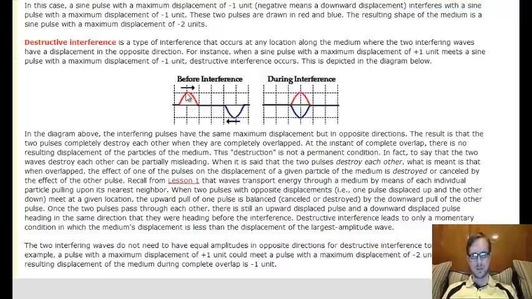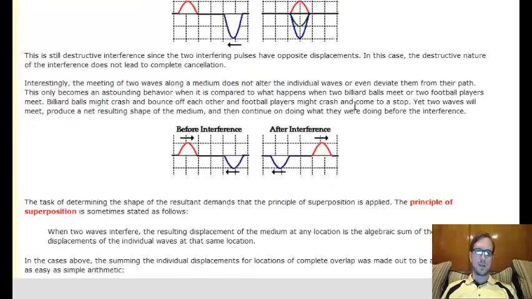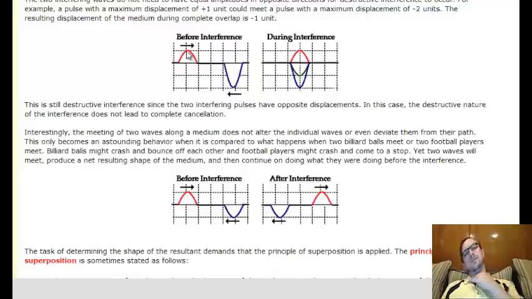Now, if I look at destructive interference, I have a red wave that has a crest with an amplitude of +1. I have a blue wave that has a trough with -1. +1 and -1 combine to form this green wave right here, which is just perfectly flat. Remember, this is only an observed wave, though. Now, here I have a +1 and a -2. +1 and -2 ends with the green wave of -1.